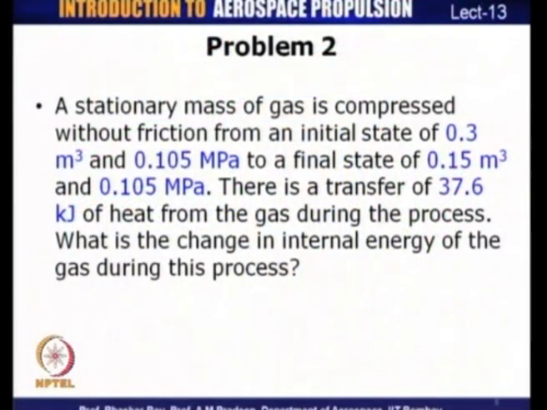The second problem is looking at a stationary mass of gas that is compressed without friction from an initial state of 0.3 meter cube and 0.105 megapascal to a final state of 0.15 meter cube and 0.105 megapascal. There is a transfer of 37.6 kilojoules of heat from the gas during the process. What is the change in internal energy of the gas during this process?